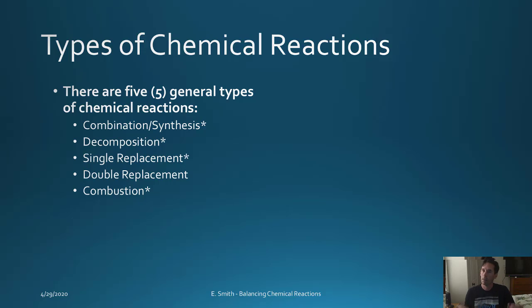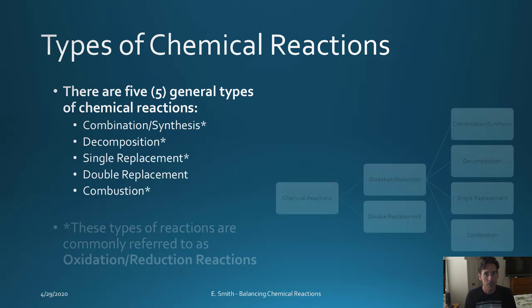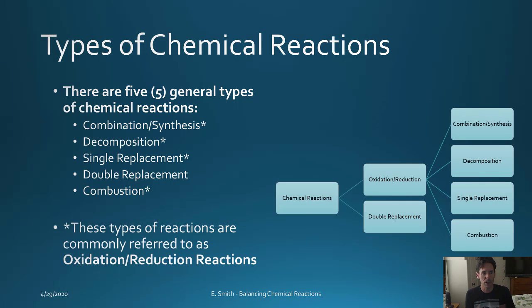is literally combining 2 things to make one thing, or synthesizing something. Decomposition, which is taking one thing and breaking apart into many things. Okay? Single replacement, which you can guess is only one thing being replaced. Double replacement, which means 2 things being replaced. And combustion. You'll notice a little asterisk there, and what those represent are a type or a general type of chemical reaction called oxidation reduction.